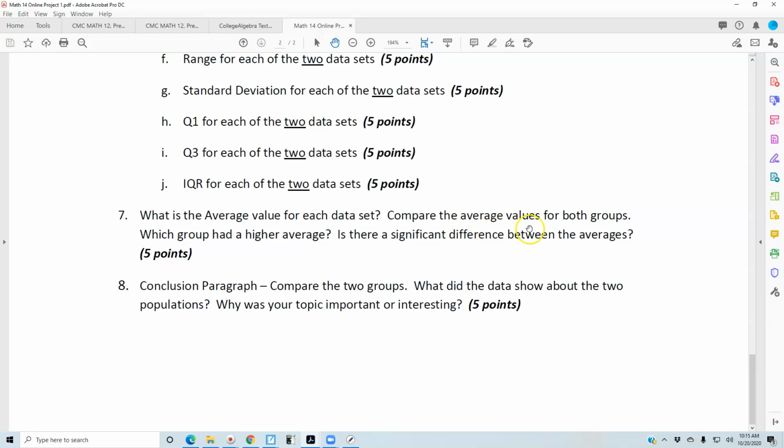Compare the average values for both groups. Which group had a higher average? Is there a significant difference between the averages? And then number 8, which is your conclusion paragraph, you want to compare the two groups. What did the data show about the two populations, and why was your topic important or interesting? So in the conclusion, you're basically answering the beginning, which is your introduction.